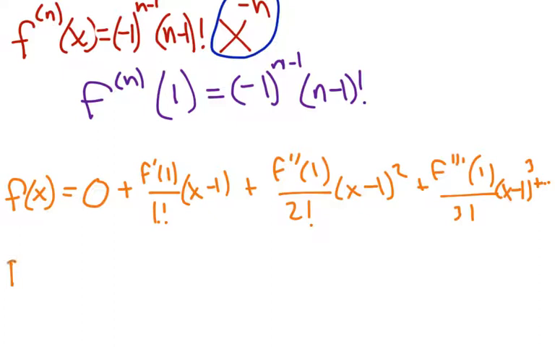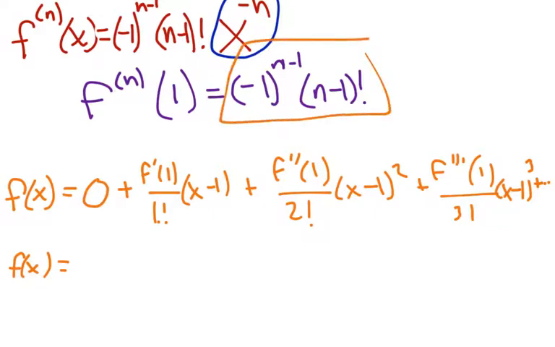And so f of x, 0 is gone. F prime of 1, well, f prime of 1 is going to be, if you stick in 1 into our formula that we have right here, our first derivative, so n is 1, so 1 minus 1 is 0, so I get -1 to the 0 power, which is positive 1, and then I get 1 minus 1 factorial, which is 0 factorial, which is also 1. So I'm just going to get 1 over 1 factorial times x minus 1, which just becomes x minus 1.